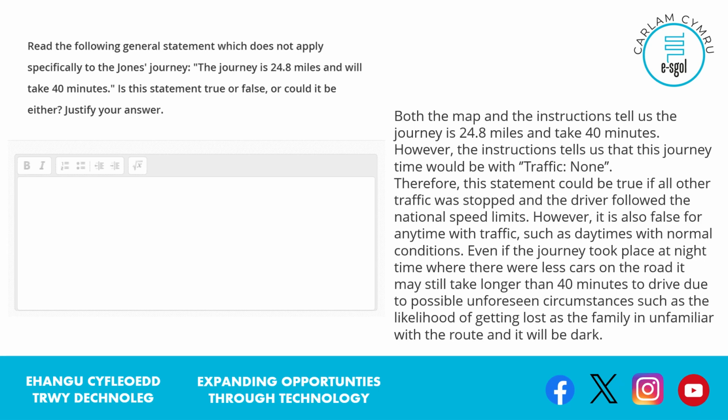Therefore, this statement could be true if all other traffic was stopped and the driver followed the national speed limits. If a driver went faster than the national speed limits, obviously they'd be breaking the law, but they would be able to do it in a short time period. If they were going slower than the national speed limits, then obviously they would take longer to do it as well.